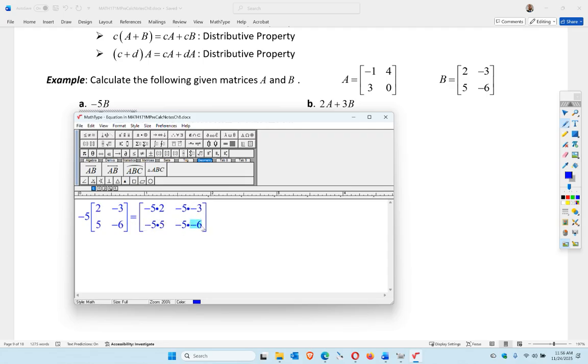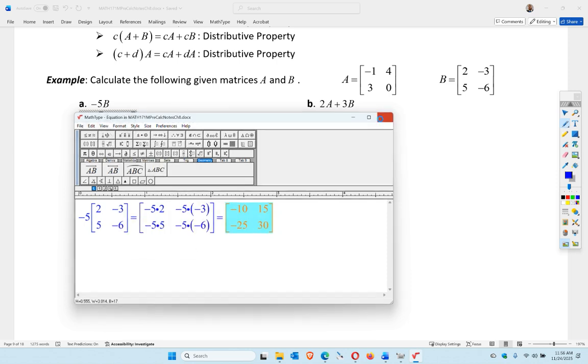Need some parentheses in this one, obviously, to maintain the correct order of operations here. Okay, so we're going to get, let's see here, negative 10. We're going to get positive 15. We're going to get negative 25, and positive 30 is our answer.